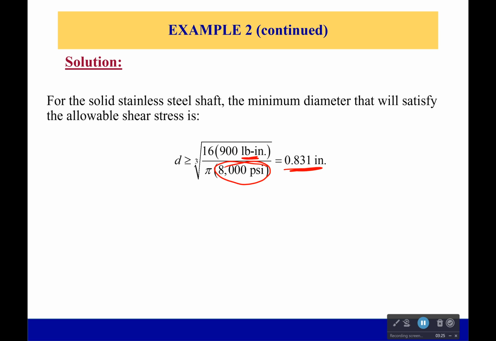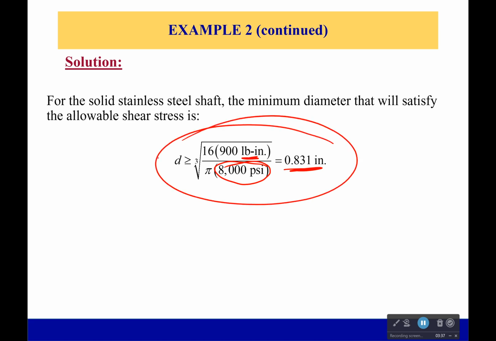Now we could just sit here and hope and say, you know what, I just think this is going to be the best one. But as you're probably guessing, since I made this example, I've done this one first, this is actually not going to be the parameter that controls our diameter. So we're going to have to also look at and see what the diameter would need to be for the angle of twist. So let's check that out.